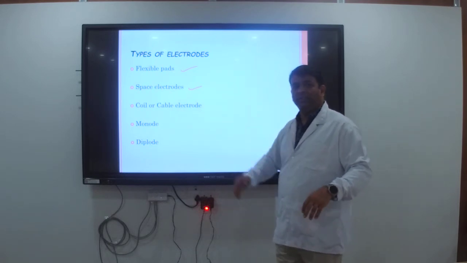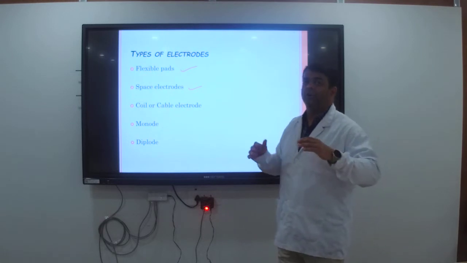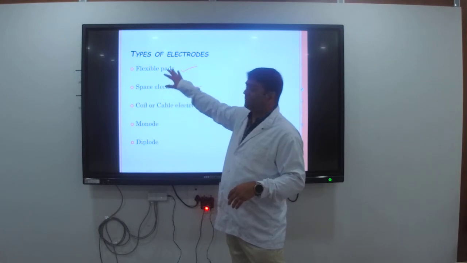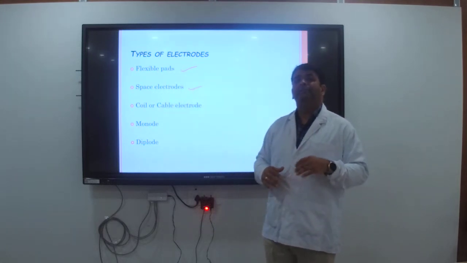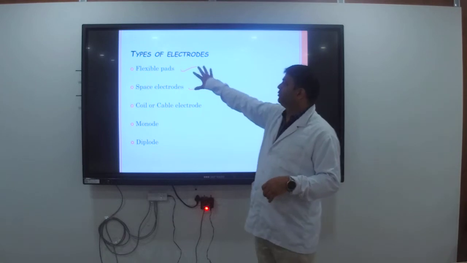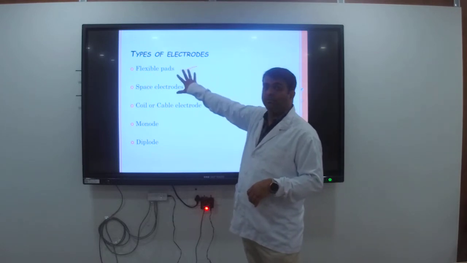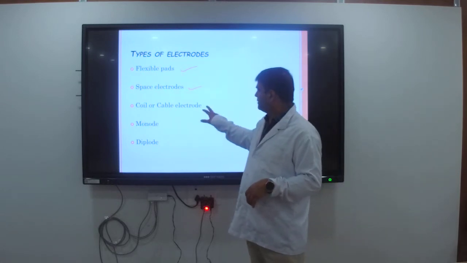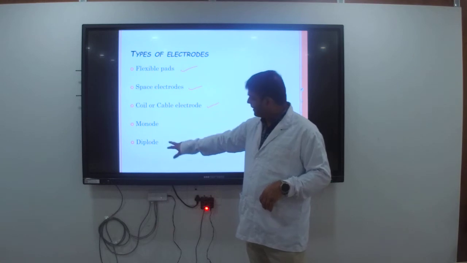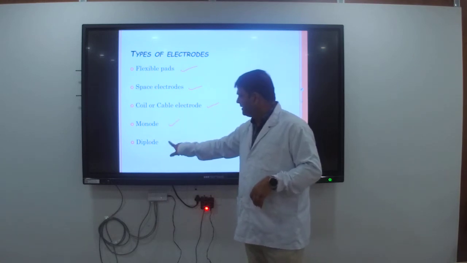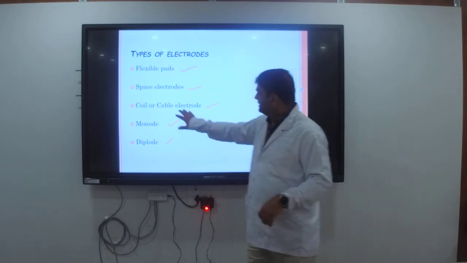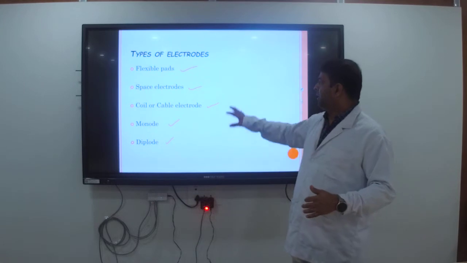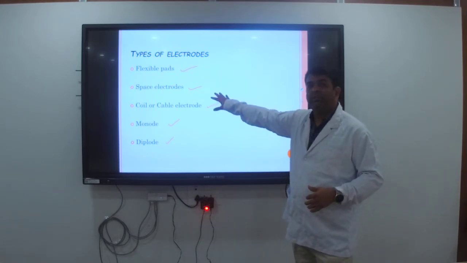This method is mostly outdated now, or not used that much, because the two existing methods, these two pads, are more convenient and patient friendly. So these two methods are used most commonly to give the treatment of SWD. Then again there is monode and dipole, which are again two methods. So these three, 1, 2 and 3, are not used today. Only the flexible pads and the space electrodes are used.